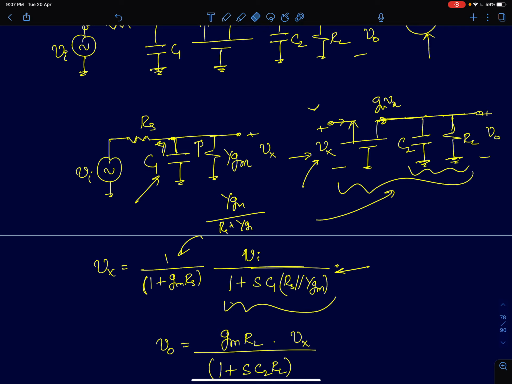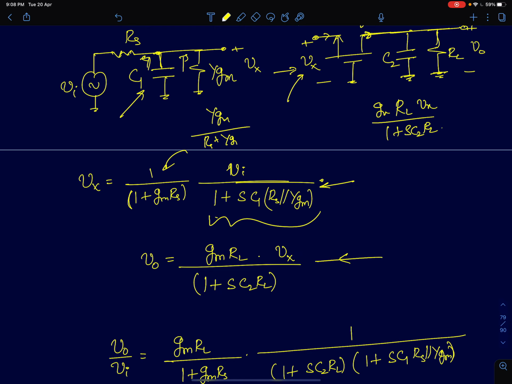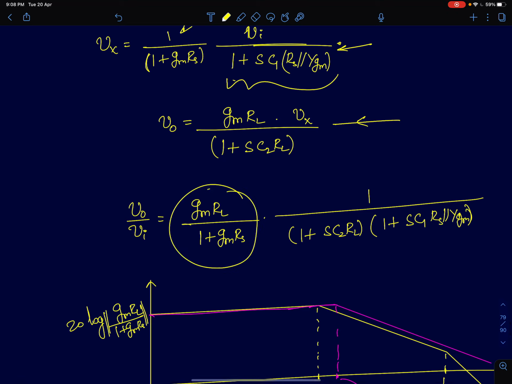So this current flows into an impedance of value RL parallel C2. By now we know that if you have an impedance which comprises a resistor and capacitor in parallel, we know how to analyze it. The impedance is given by RL by 1 plus S C2 RL, multiplied by the current, you get gm times Vx. This is the transfer function from V0 to Vx. So the overall transfer function is given by gm RL by 1 plus gm RS. If you notice, this is nothing but the DC gain of your common gate amplifier. Because of the finite source resistance, your gain is decreasing by a factor of 1 plus gm RS.